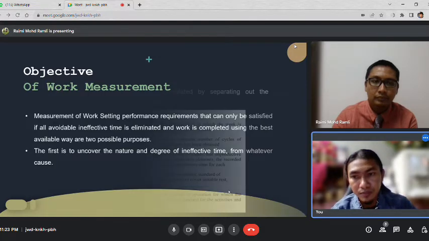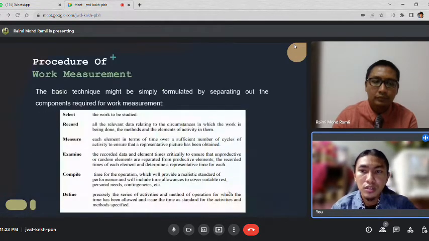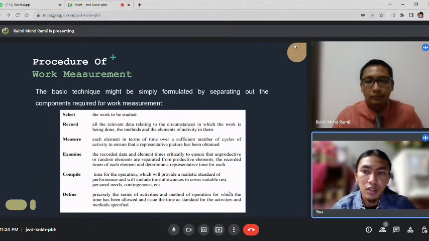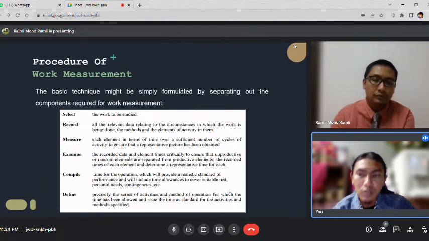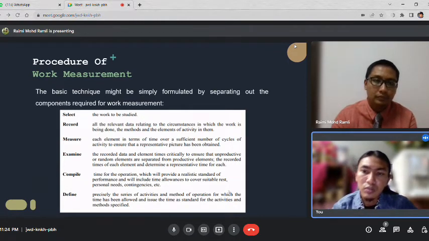So next, procedure of work measurement. The basic technique might be simply formulated by separating out the components required for work measurement. So the first one, select. Second, record. Third, measure. Fourth, examine. Fifth, compile. Sixth, define. So first, select the work to be studied.